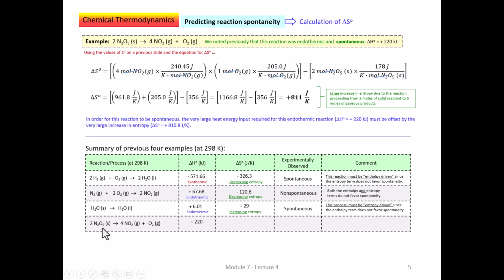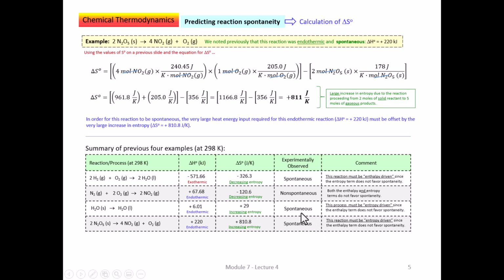Finally, the reaction, or we could say the decomposition of N2O5 solid to NO2 and oxygen, it's incredibly endothermic. It absorbs a lot of heat. It has a very favorable entropy term because you're creating a lot of disorder, and ultimately it's the entropy term that drives this reaction because the enthalpy term certainly does not.